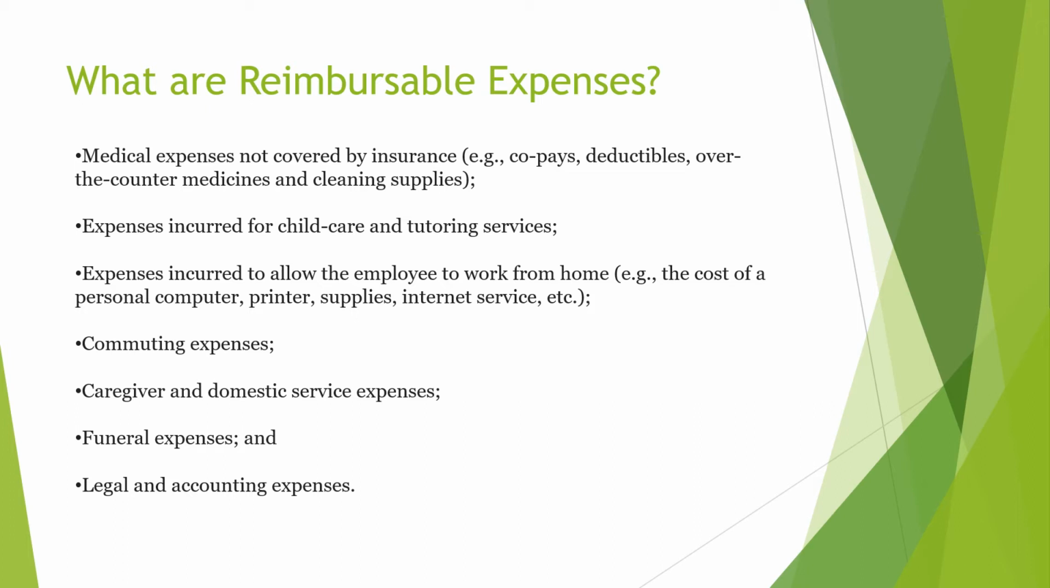The next item would be commuting expenses. The next would be caregiver and domestic service expenses. The next one would be funeral expenses. And the last item, potentially reimbursable, would be legal and accounting expenses.